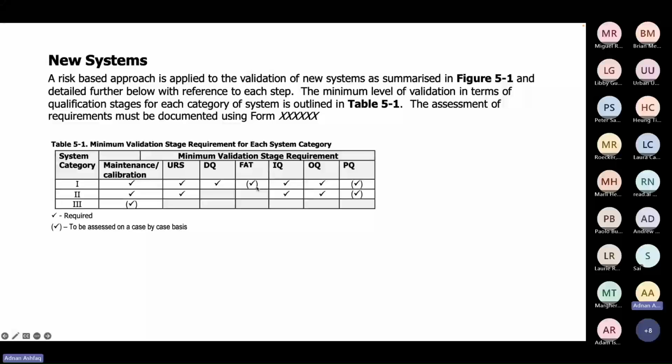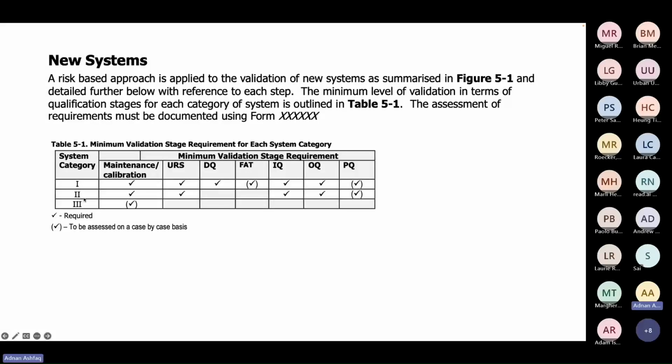And then factory acceptance, which is to be assessed case by case. And then you might also have the site acceptance there as well. And then you get into the IQ, OQ, PQ. There may be circumstances where you can't do a PQ, and I'll come on to that later on.